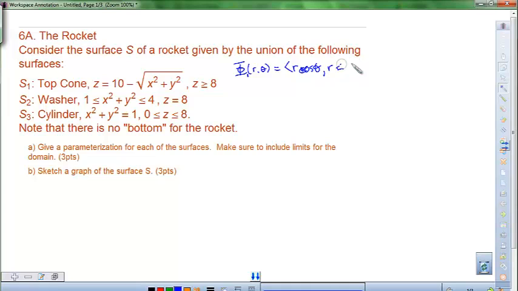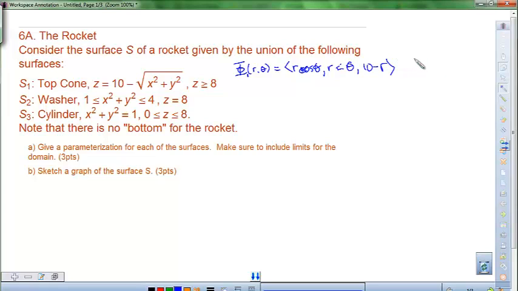Then our x is going to be r cosine theta, y is r sine theta, and our z is 10 minus the square root of x squared plus y squared. We know that x squared plus y squared in polar coordinates is r squared, and with a square root it's just r, and we are talking about the positive side, so that's our parameterization.